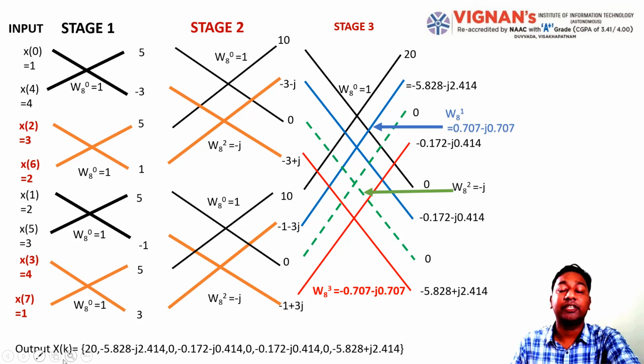Now the output is in normal order, so we get the output values 20, minus 5.828 minus j, and so on, all those values in natural order. So that is the completion of our 8-point DFT using the DIT algorithm.